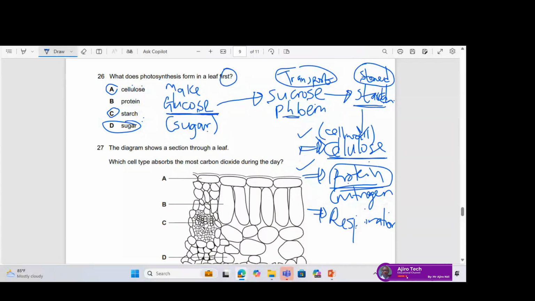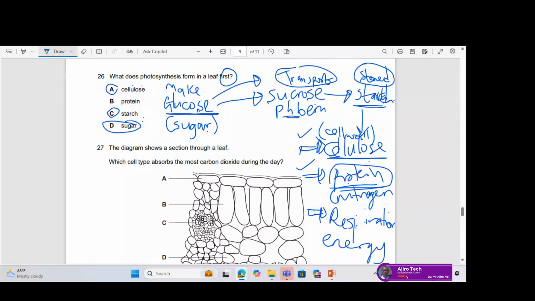Sugars are used for their growth or development. They can use it for respiration to release energy for metabolism. So these are the major things they use the sugars for. They can convert it to sucrose for transport. They can convert it to starch for storage for later use.